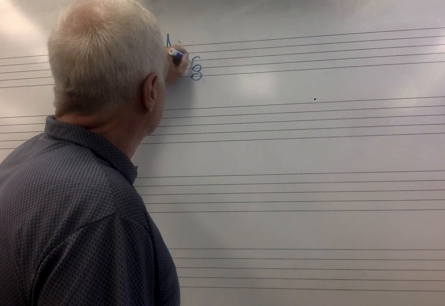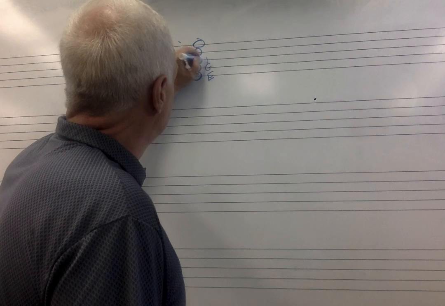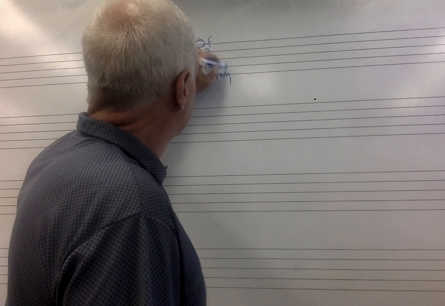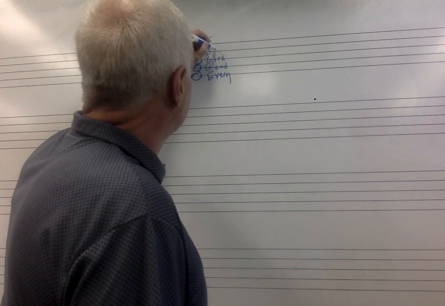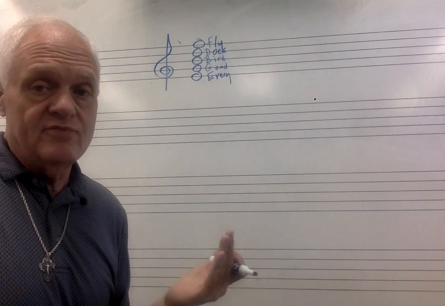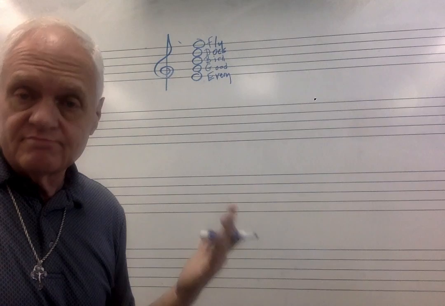the notes on the lines are E, G, B, D, and F. And we have a little saying for that. It's every good bird does fly. Some people say boy, but I like bird and have my reasons for it. Very simple. Every good bird does fly. If you'll get that in your brain, every good bird does fly. However you have to do that. If you have to say it 10 times to get it in your brain, 100 times, or if you can remember it the first time, every good bird does fly.